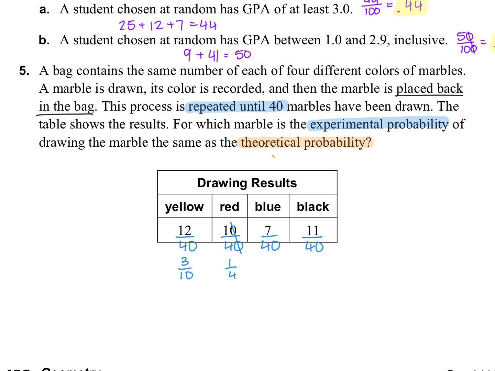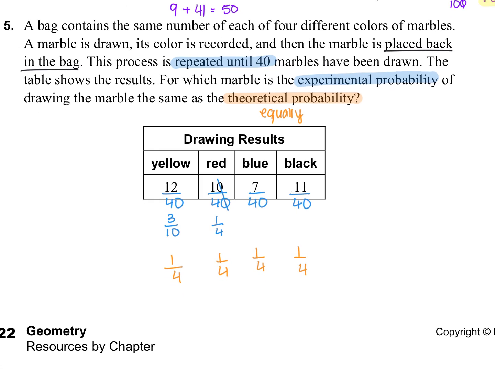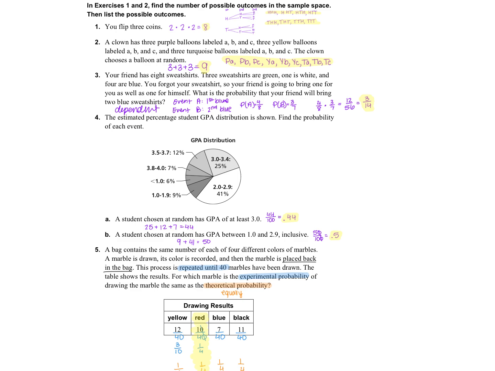Looking at the next one, this one's asking for theoretical probability. Keep in mind, theoretical means it's equally possible. And they said there is an equal amount. So I have 1 yellow out of 4, 1 red out of 4, 1 blue out of 4, and 1 black out of 4. And looking at it, they said find which marble is the same for both probabilities. And your answer would be your red marble because they're both a 4th. Questions on 12.1.